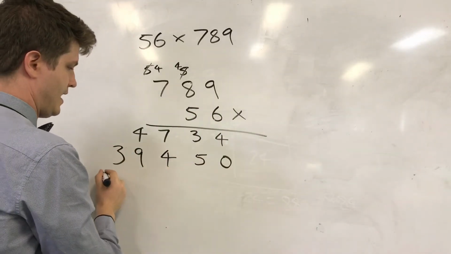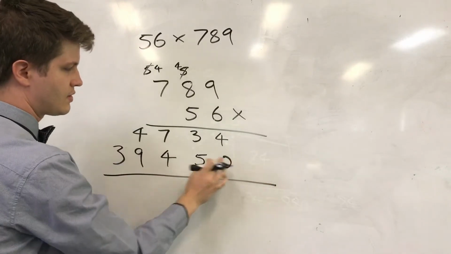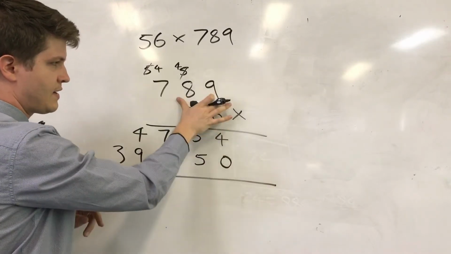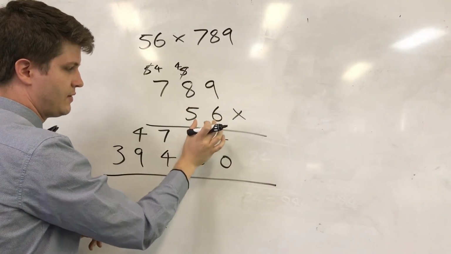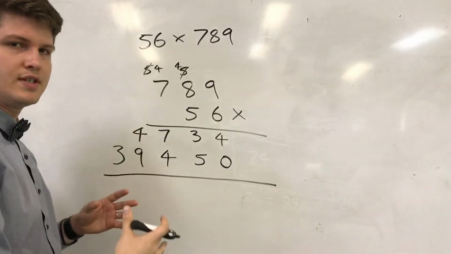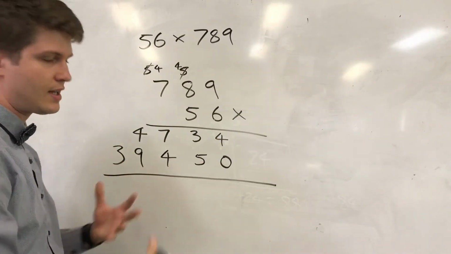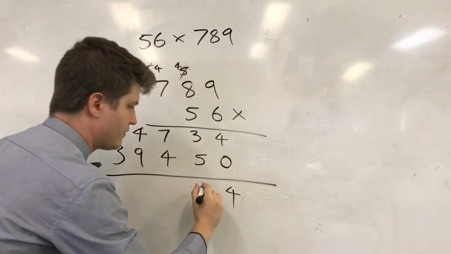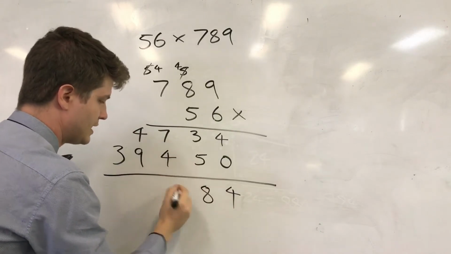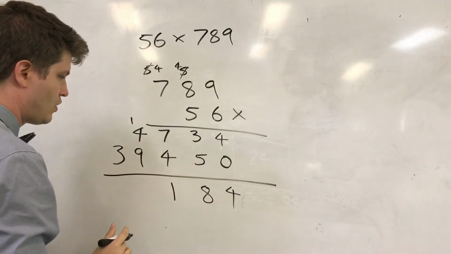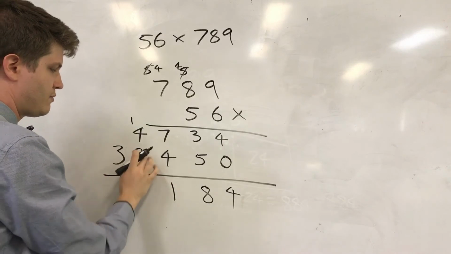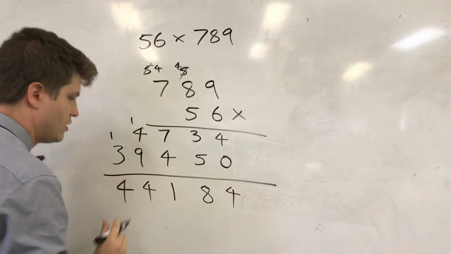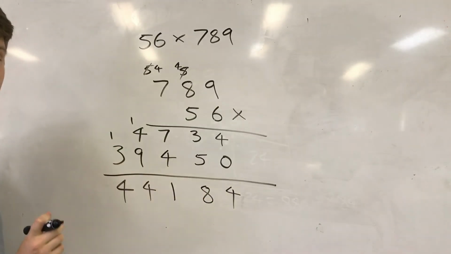Now we need to add these together. So this top one, that was 789 times 6. This bottom one is 789 times 50. So it's similar to what we would have done with the area model, and that idea of breaking the numbers up. Let's add them together now. 4, 3 plus 5 is 8. 7 plus 4 is 11. Put the 1, carry that other 1 over. 1 plus 4 is 5, plus the 9, 14. Carry that 1 over. 1 plus 3 is 4. Our answer is 44,184.